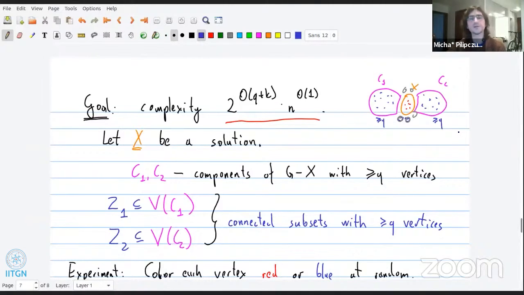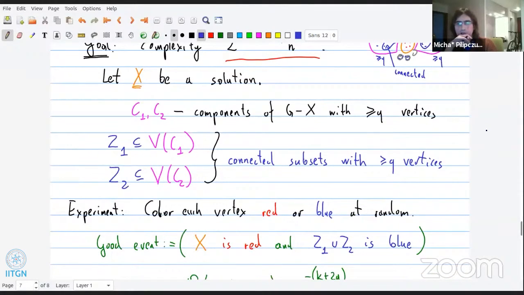In my random good event, let C1 have some subset Z1 that is connected, of size Q, and C2 also has some subset that is connected, of size Q. So this is Z2. Let me distinguish any connected subset of C1 of size Q and any connected subset of C2 of size Q, and I will hope that only those subsets are colored blue. So again, my experiment is that I draw a coloring into 2 colors, red and blue, at random of the graph. And a good event is when the separator, the set X, becomes red, while both Z1 and Z2 become blue. So in some sense, I do not require that the whole.